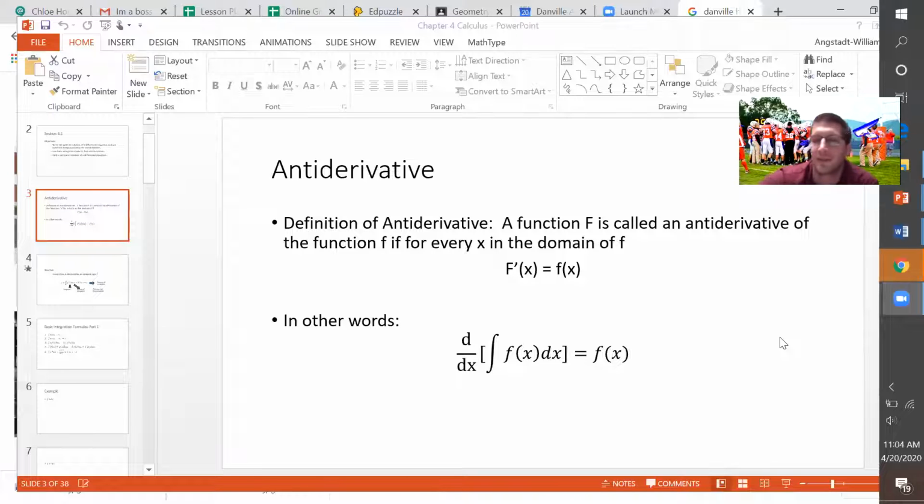So this is what it's saying down here. If you have an integral, this is the integration symbol here, an integral of a function, and you take the derivative, they cross each other out, like any other opposite functions, and you'll get back to the original function f of x.